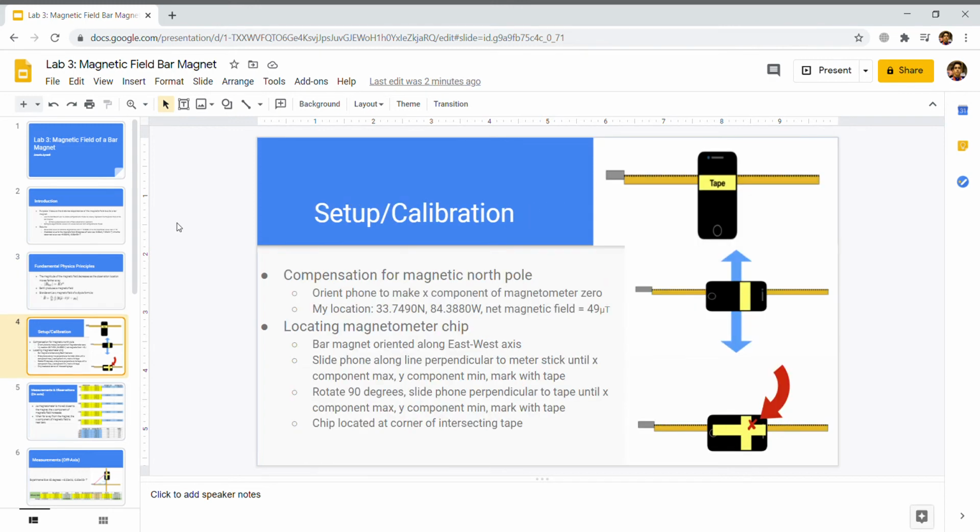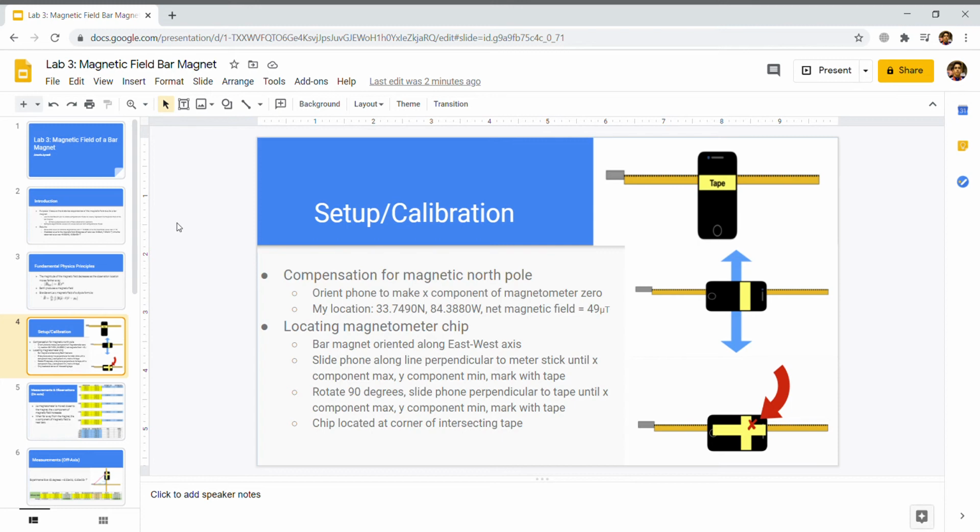To begin this lab, we have to compensate for the magnetic north pole. So we oriented the phone to make the x component of the magnetic field 0, and my location used for this lab was Atlanta, Georgia, and the net magnetic field here was 49. Now we had to locate the magnetometer chip.